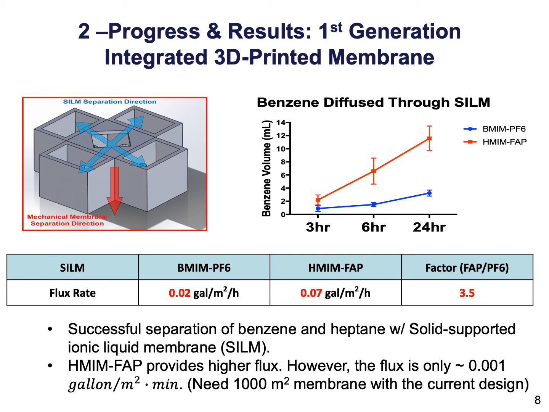rate. Even though we have successfully demonstrated benzene separation through our supported ionic liquid membrane with HMM-FAP, the benzene flux rates for both ionic liquids are too slow. Only 10% of initial benzene diffuses across the membrane, and the flux rate is at least 10 times slower than our target diffusion rate, so the membrane size will need to be much larger to match industrial requirements.